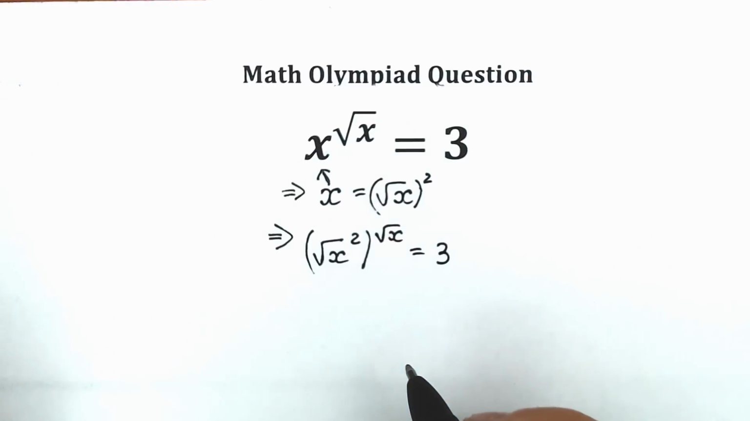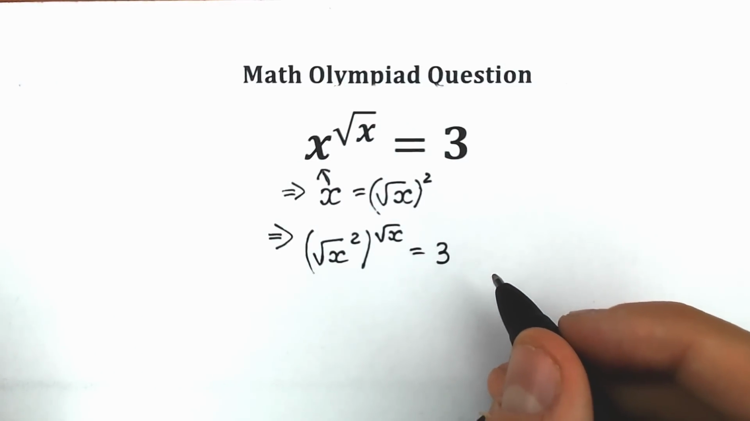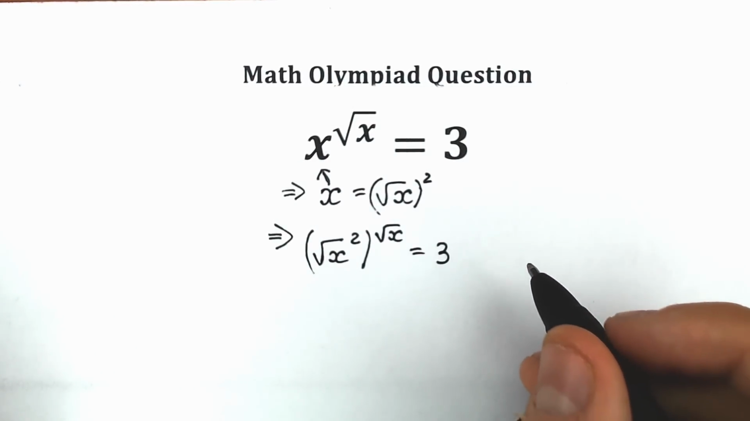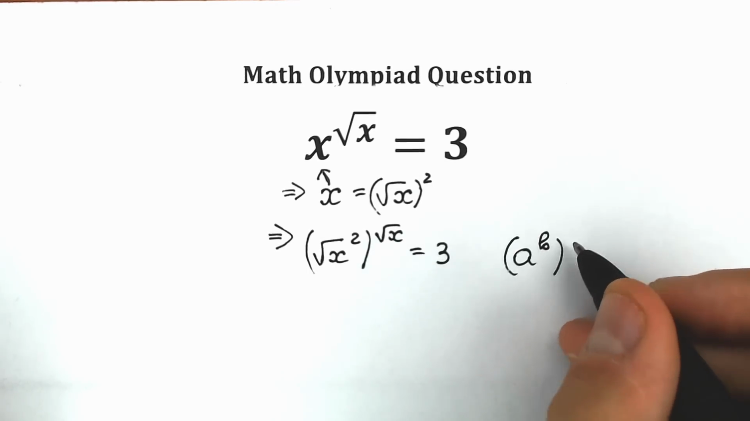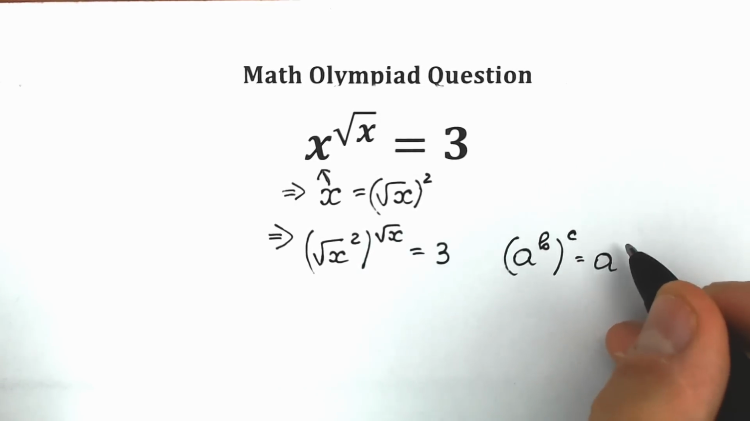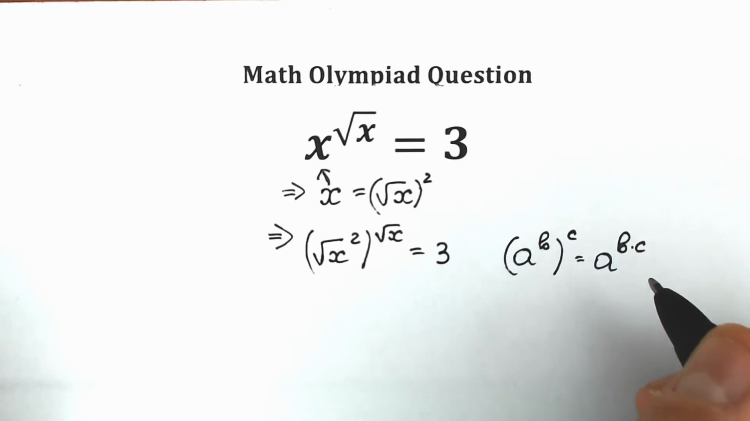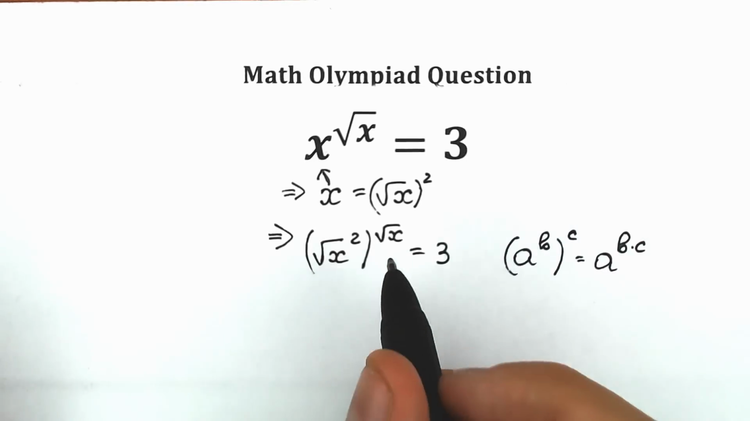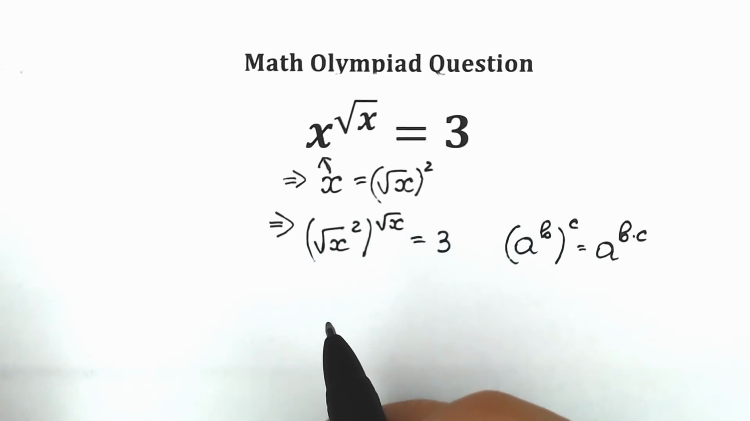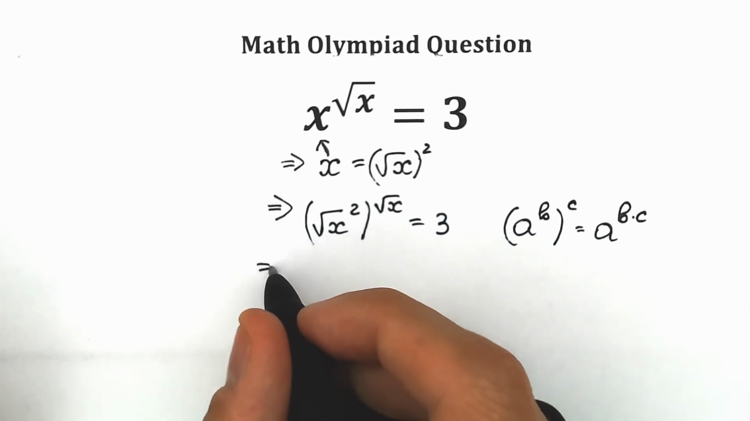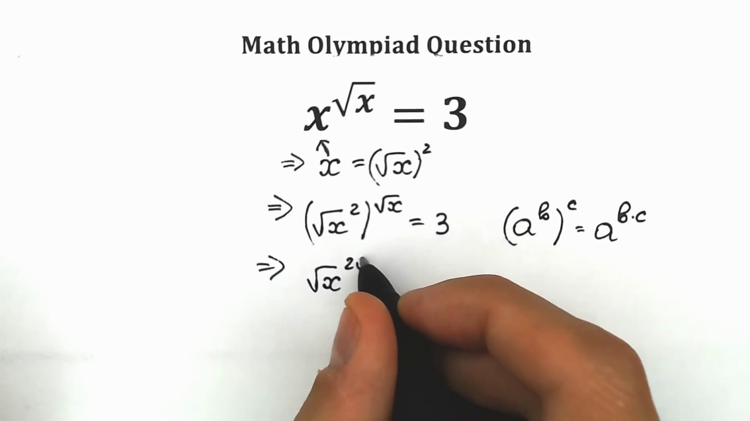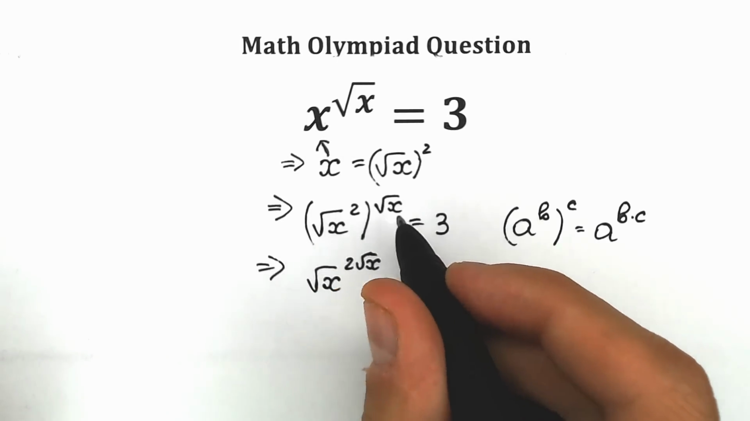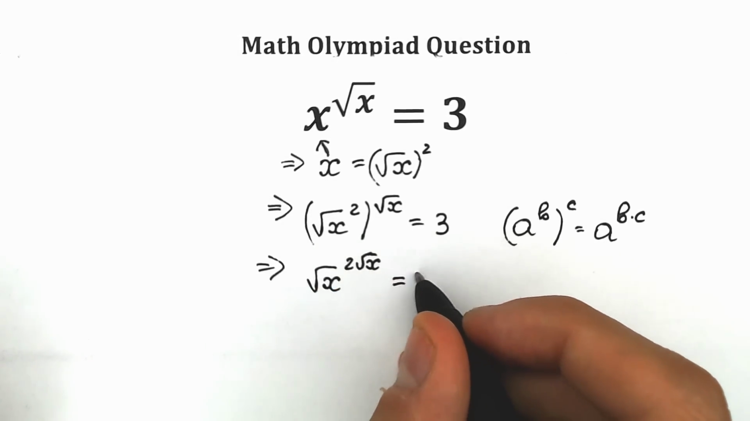Really great. Right now we need to remember a really important school property. If we have a to the power b, raised to the power c, it is equal to a to the power b times c. This is a very basic school property, and we're going to multiply 2 times the square root of x. So as a result, we have the square root of x to the power 2 times the square root of x, and this is equal to 3.